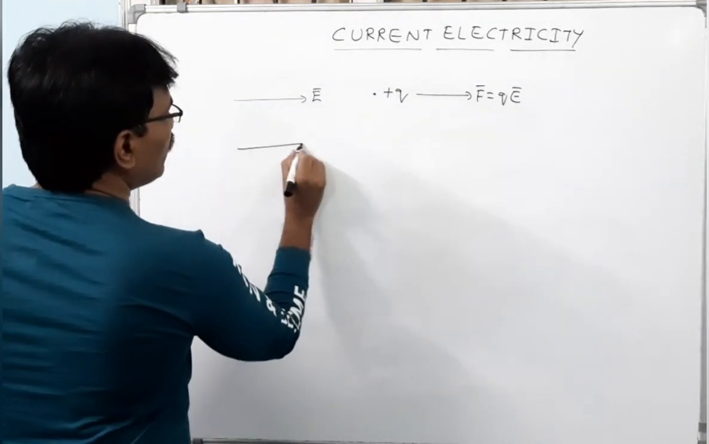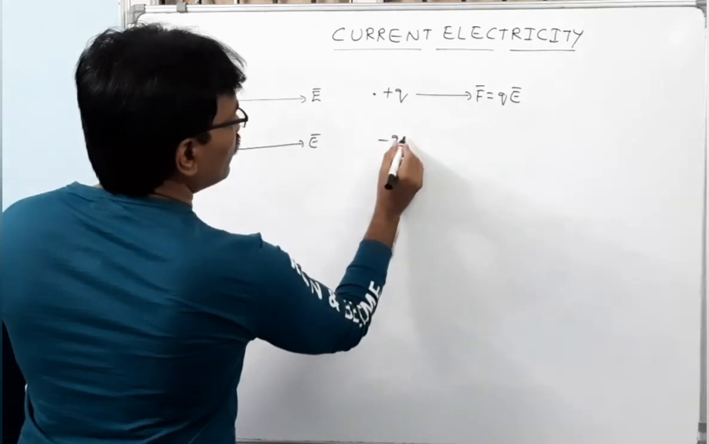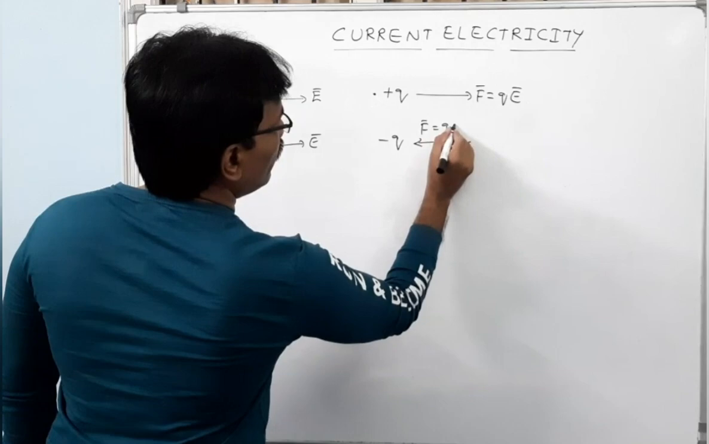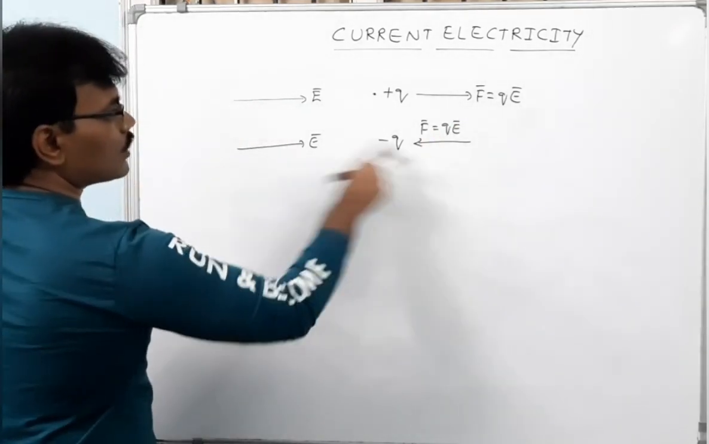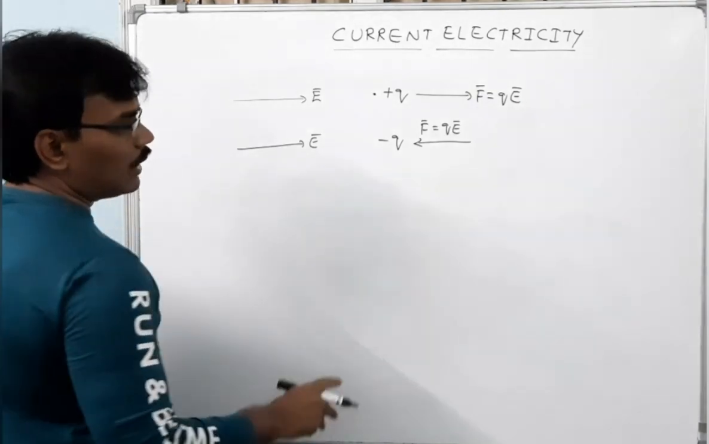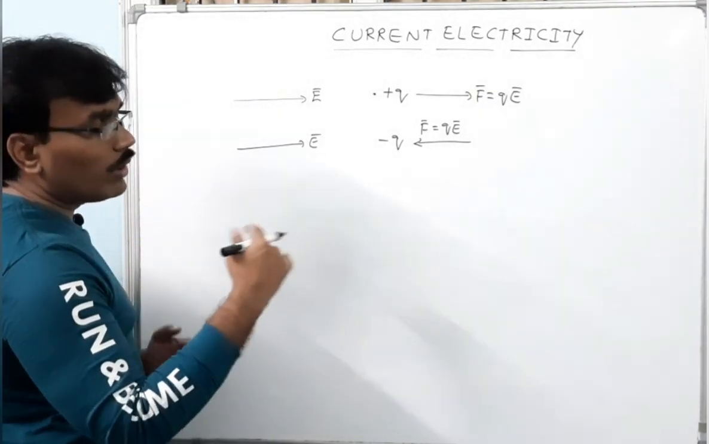But in the same electric field, if you apply it onto a negative charge, then the force on this charge will be opposite to the direction of the electric field. That means when we apply an electric field, positive charges and negative charges will move in opposite directions.